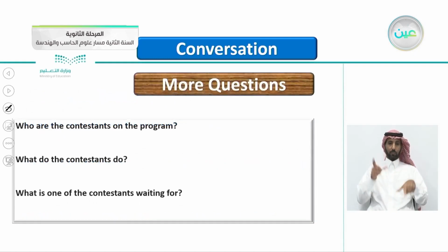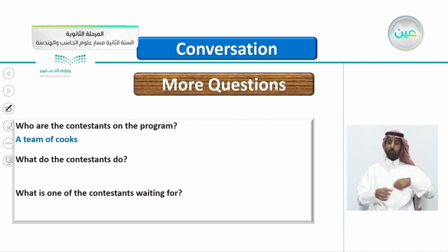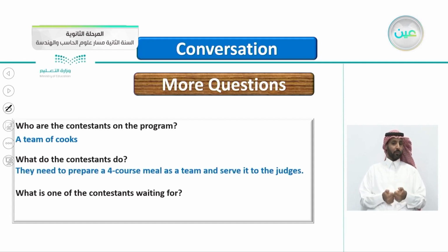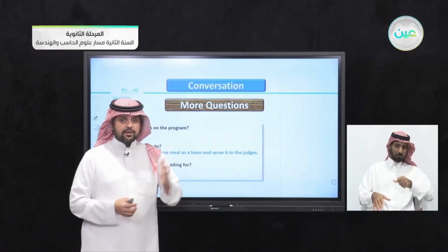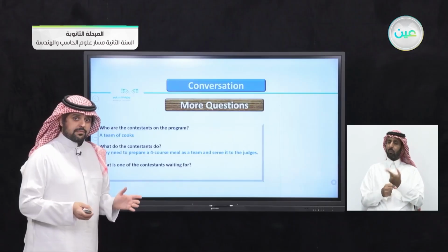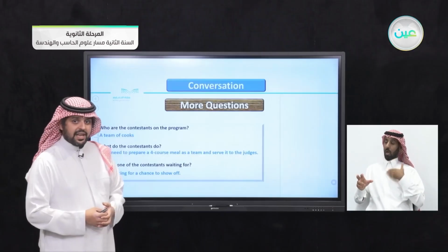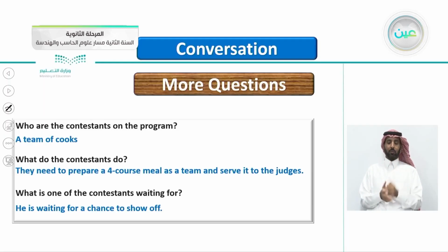Here are more questions also. Who are the contestants on the program? Who are the contestants here? Yes, very good. A team of cooks, they compete against each other. What do the contestants do? Yes, they need to prepare a 4-course meal as a team and serve it to the judges. As I mentioned before, they have to serve a 4-course meal to the judges. What is one of the contestants waiting for? Yes, he's waiting for a chance to show off. As Asma said, he's waiting for a chance to show off.